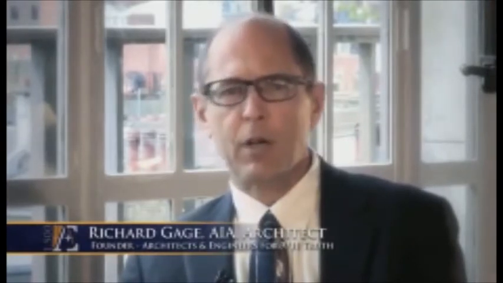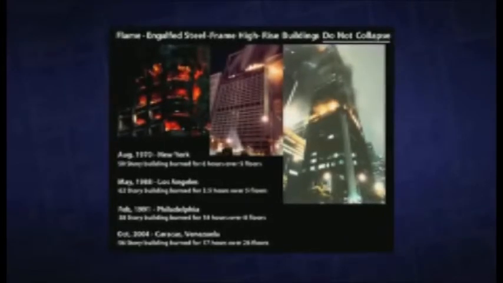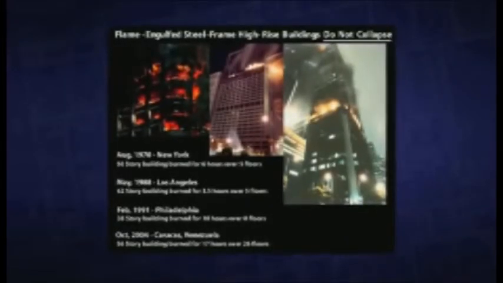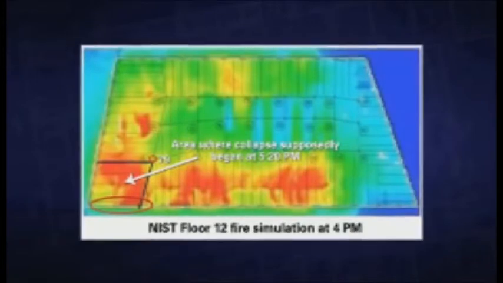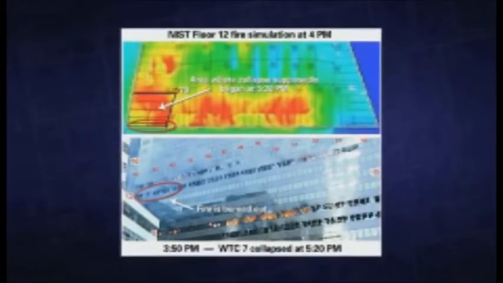I'm Richard Gage. Fires have never before caused the collapse of any skyscraper, even though there are numerous examples of much hotter, larger, and longer-lasting fires in these buildings. And in the case of Building 7, the fire that NIST said started the collapse had actually burned out over an hour before. It could not have caused the collapse, as NIST claims.